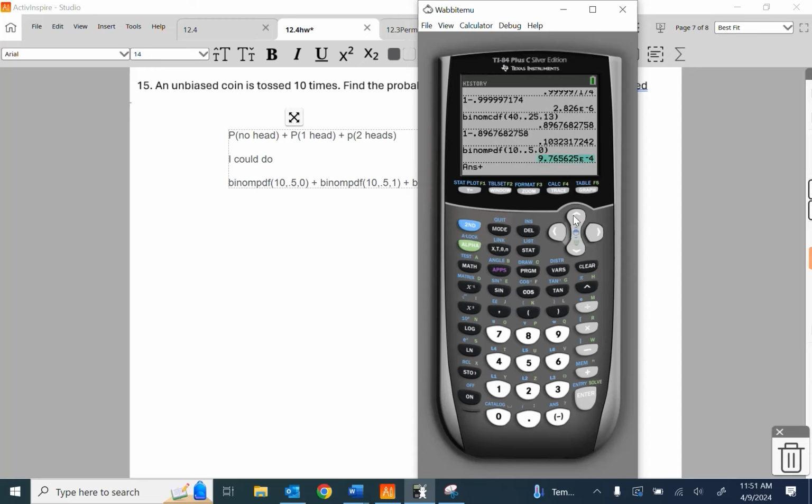Plus, the same thing, but this time, probability of getting heads is 1. Alright. And the third time, the probability of getting heads, I'll change that 0 into a 2. And I put them all together. I get 0.0547.